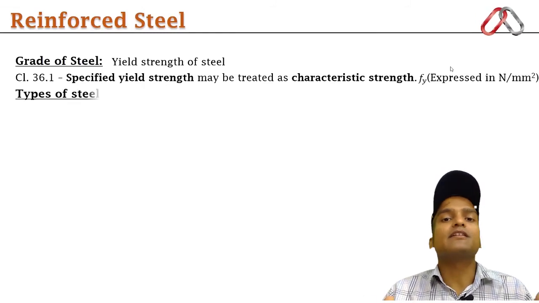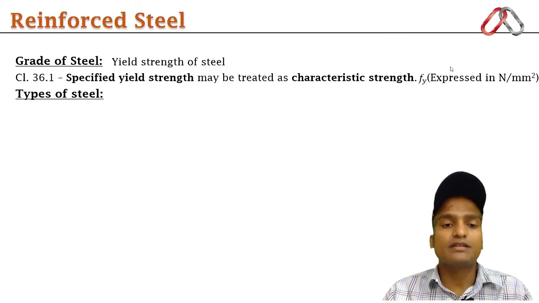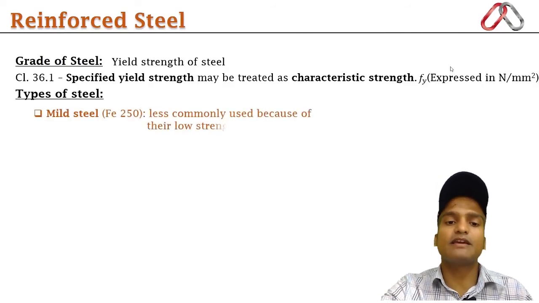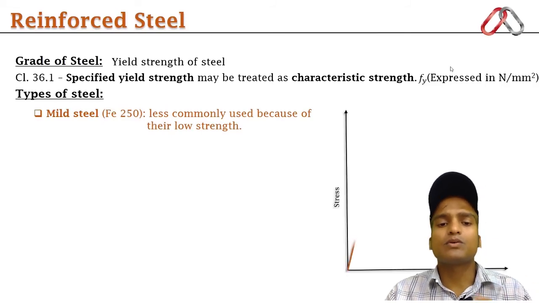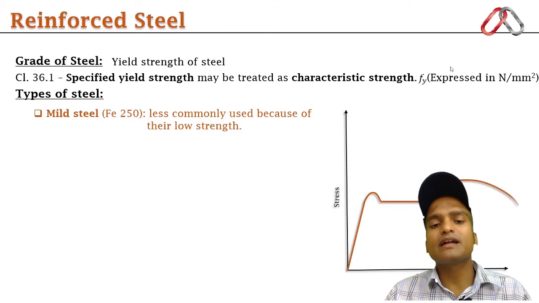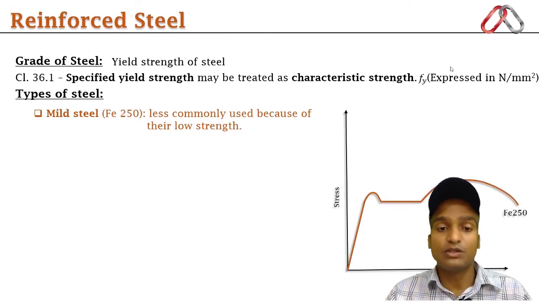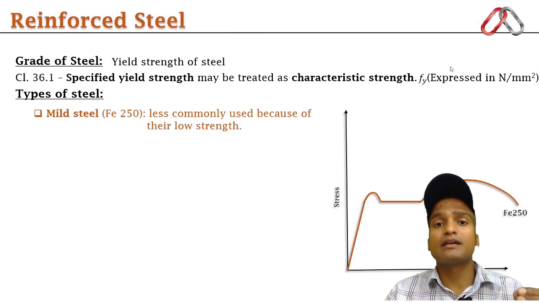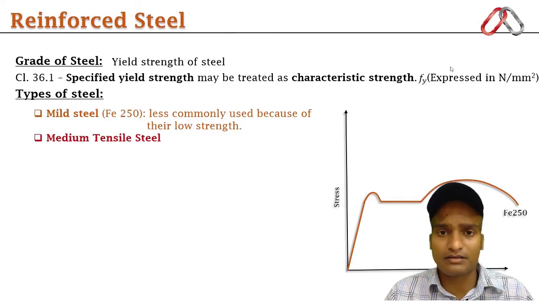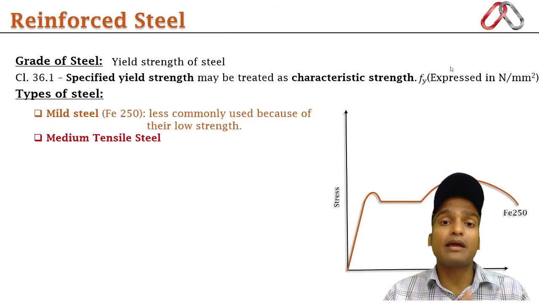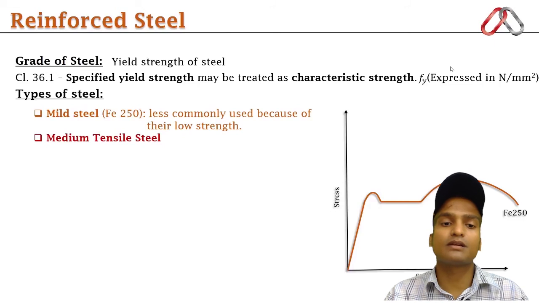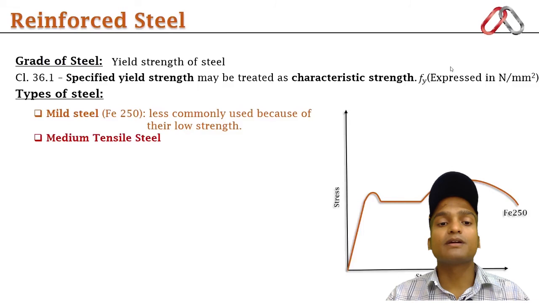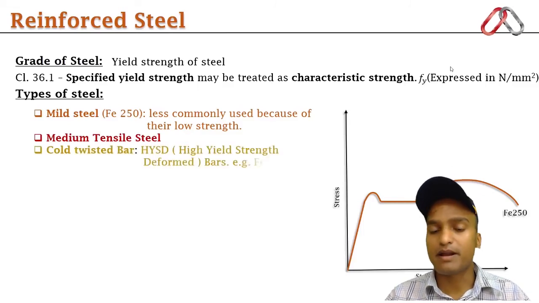So there are different types of steel. The first one is mild steel. It is represented by Fe250, and this is less used because of its low strength. I would not say that it is not used, because we use it for distribution bars or stirrup bars, but not as the prime main bars which provide strength to the members. So mild steel is less commonly used. And if you look at the stress strain curve of mild steel, the graph follows this pattern.